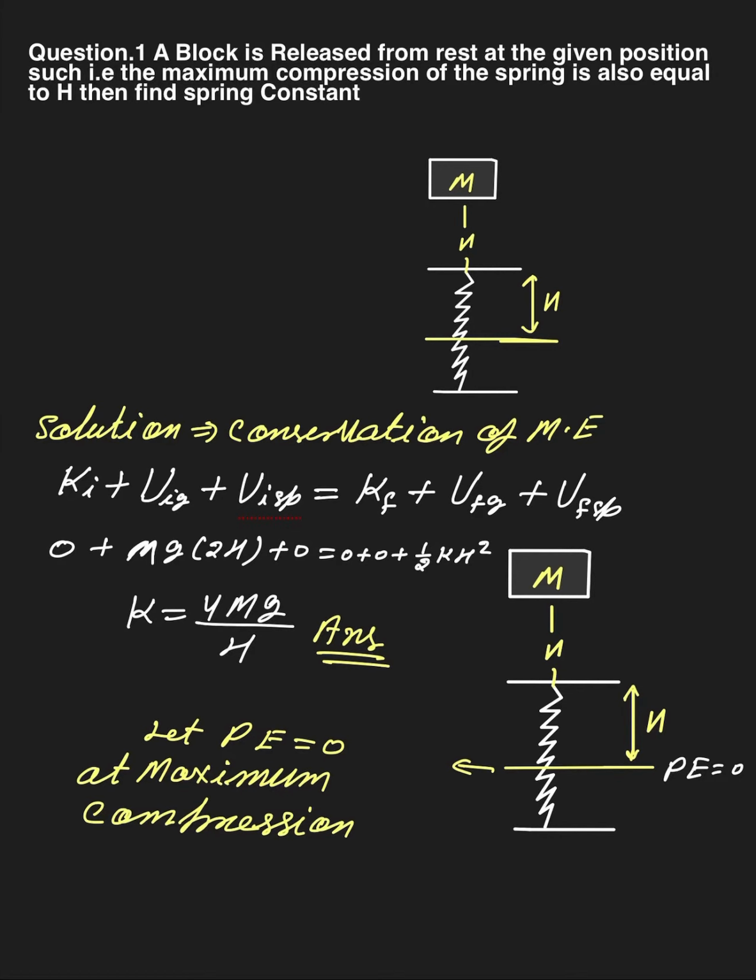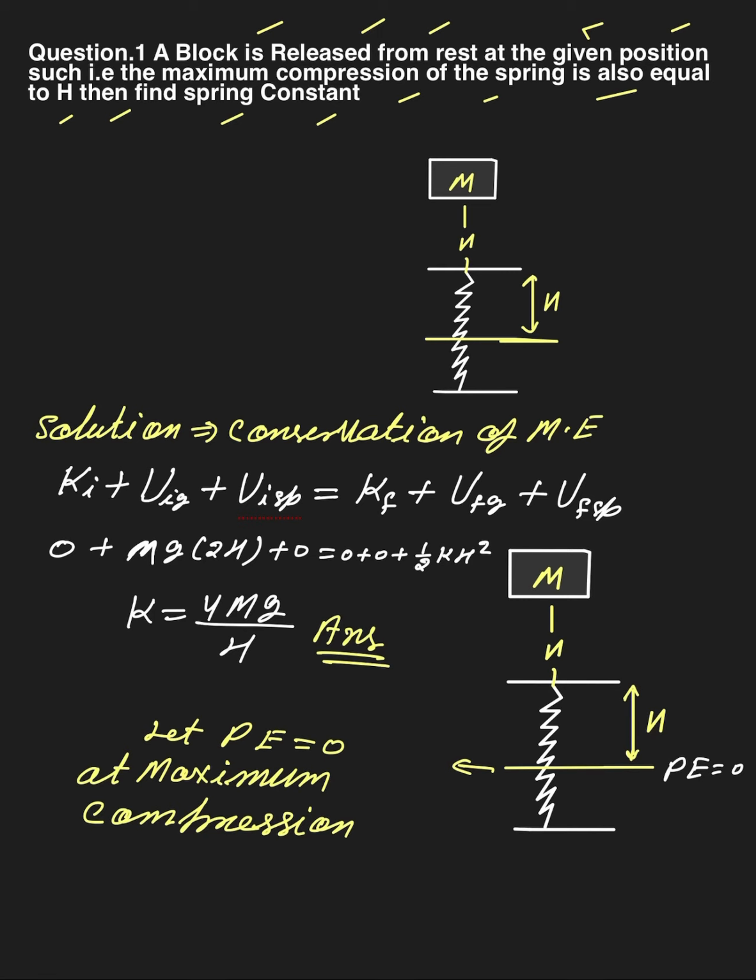First of all, read the question. According to the question, a block is released from rest at the given position such that the maximum compression of the spring is also equal to the height capital H. Then find the spring constant. Our goal is to find the spring constant. So how can we do it?